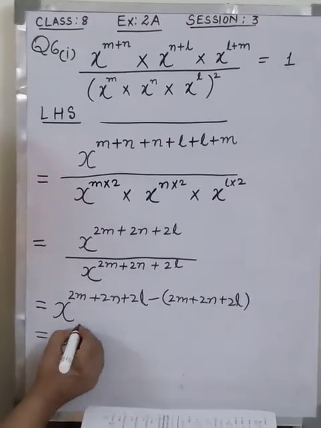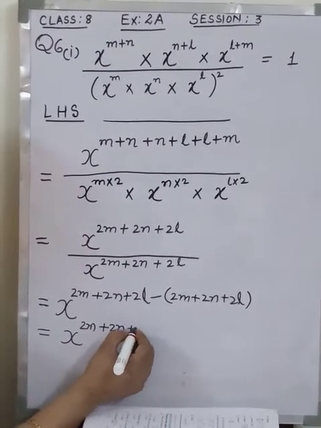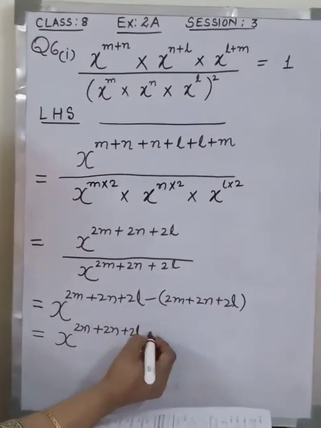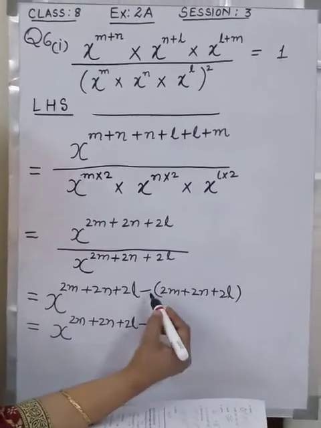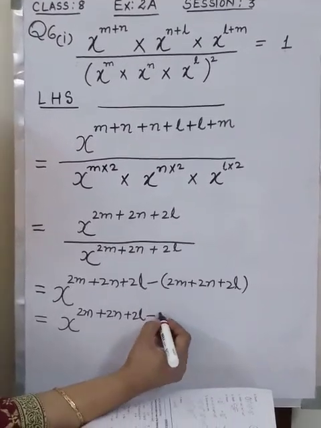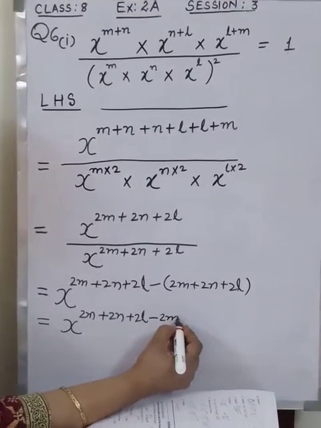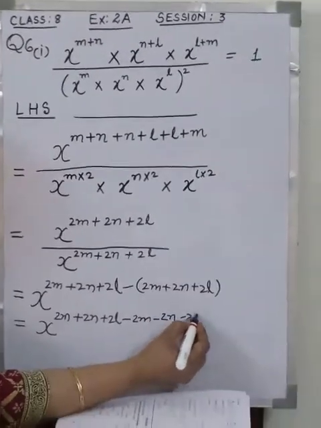When subtracting, the sign gets changed. 2m plus 2n plus 2l, the first expression will be like that. In the second, when we open the bracket and before the bracket we have a negative sign, so we change the sign of each term inside the bracket. So it becomes minus 2m, minus 2n and minus 2l.